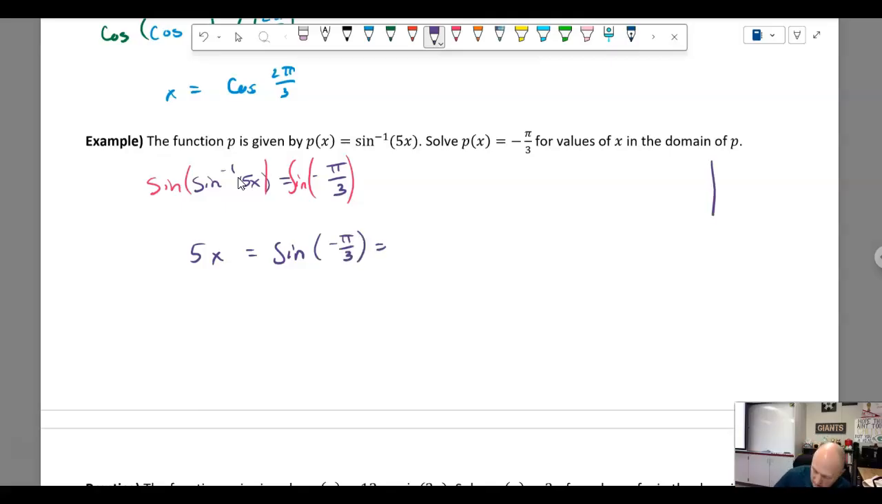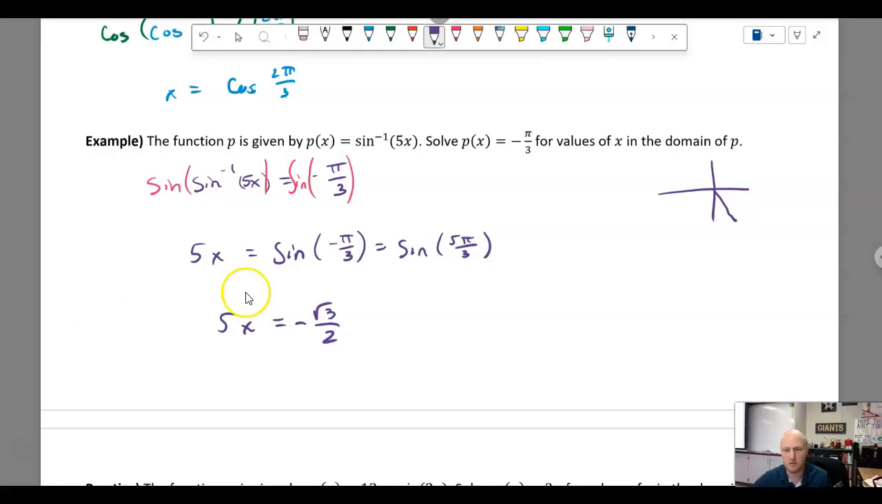If you ever get confused about negative angles, just draw it. It's the same angle as this, right? Which is 5 pi thirds. So if you ever want to switch it over to the positive angle, you can, right? And so our y value there is going to be root 3 over 2. So 5x equals square root of 3 over 2, and it's negative because it's in the negative quadrant.